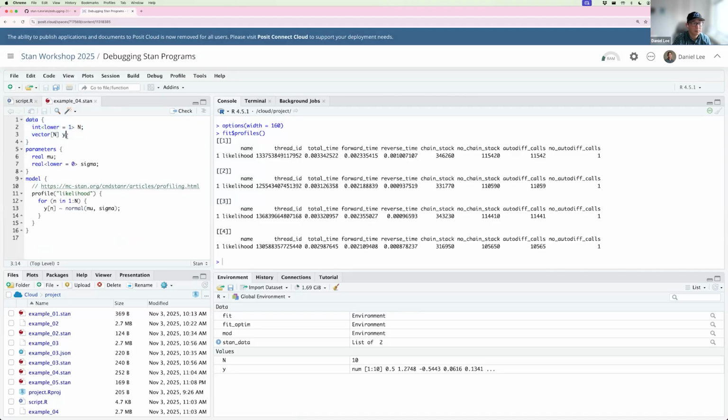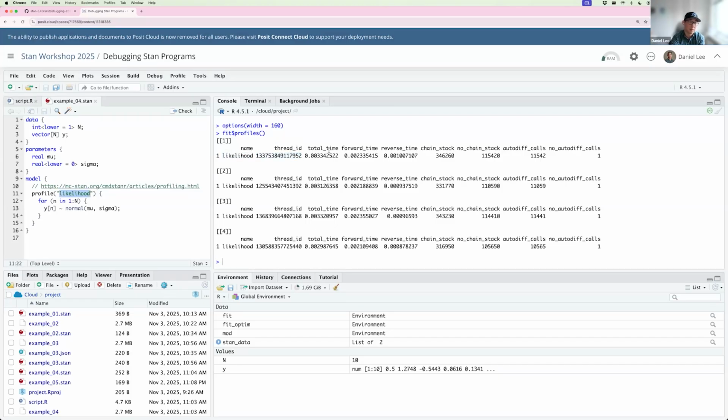There's data n, vector y, parameters mu and sigma. We're just doing a simple normal model, nothing complicated. We're going to profile this, and we're going to call that the likelihood. When you run this, it actually writes to a file, and it'll have this profiling information in it. CmdStanR lets you pull that out and just use this profiles function to look at it. So this is the block that I defined. I called it likelihood.